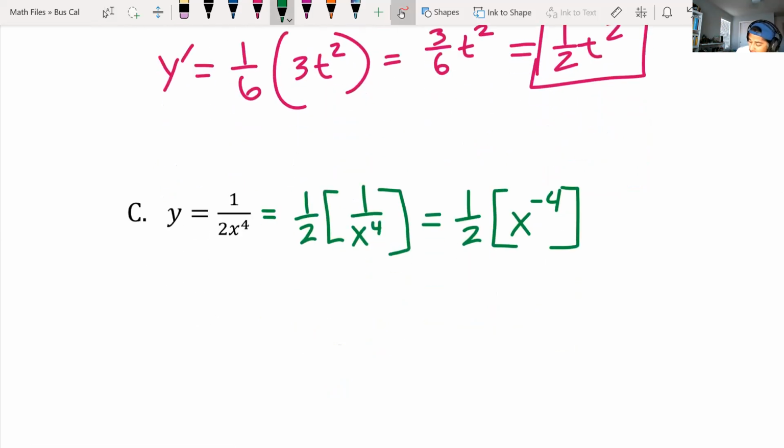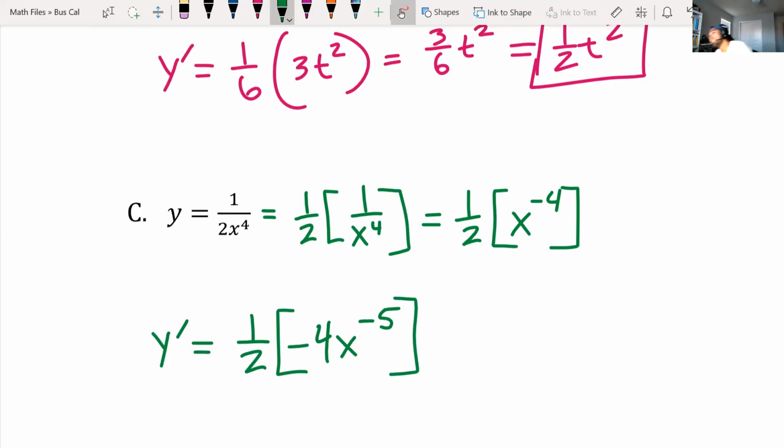Crazy, right? So now we can take the derivative, and that 1/2 stays out front. And what is the derivative of x to the negative 4? Negative 4x to the negative fifth. Oh, these negatives, man, messing with our minds, right? So remember that negative 4 will come down, and then you have to subtract 1. And remember, if you're negative and you subtract, you're going more negative. So we get negative 4x to the negative 5.